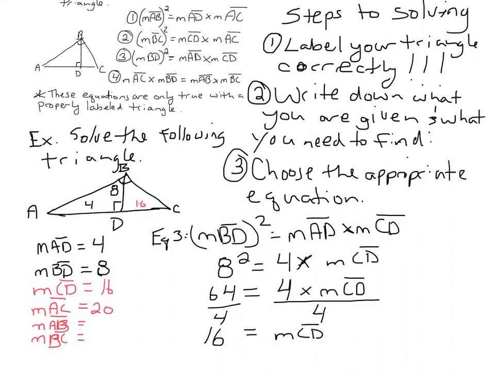Okay, so I accidentally stopped recording, so there's some new stuff here that you need to see. So I filled out equation 3. I filled in that I knew BD was 8 and I knew AD was 4, and then I solved for my unknown, which was the measure of CD. And so I first squared my 8 to get 64. Then I divided both sides by 4, and I got that CD was equal to 16. So that's that right here. Okay. Now, the other piece that I was able to figure out was that AC is equal to 20, because I know AD is 4, and I know CD is 16, so AC is going to be 20.